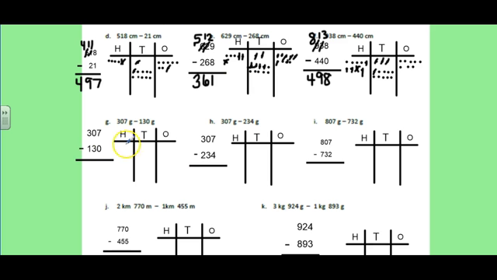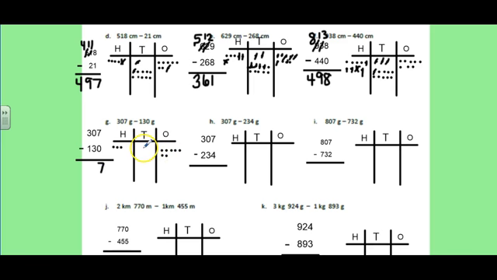Okay, so we've got 307 minus 130. So I've got to put 3 hundreds, 0 tens, and 7 ones in my place value chart. So first things first is we have to take 7 ones and we take away 0. So that's going to be easy. We don't have to take anything away. We're still left with our 7 ones.